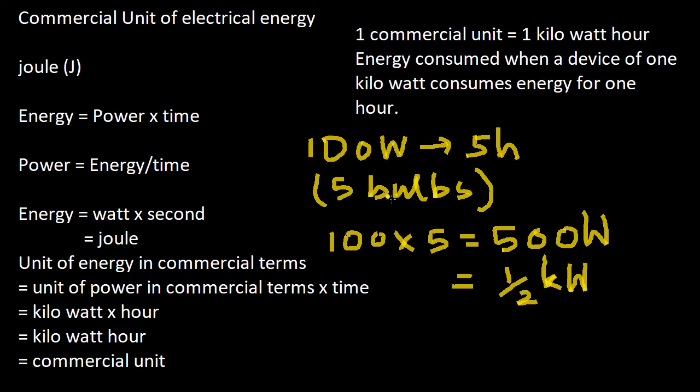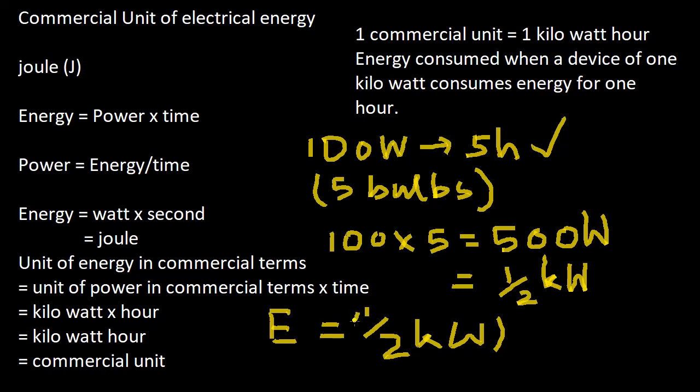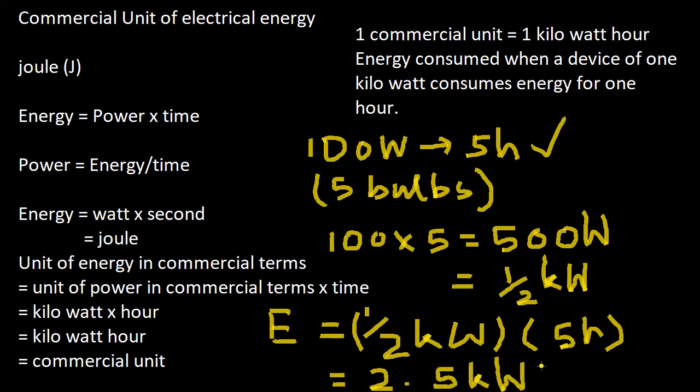And then it is working for 5 hours, and so the energy is equal to power times time. So power is half kilowatt, and we multiply this half kilowatt by time in hours, so 5 hours, and what we get is half into 5, that is 2.5. So we have 2.5 kilowatt hour. That is the final result.